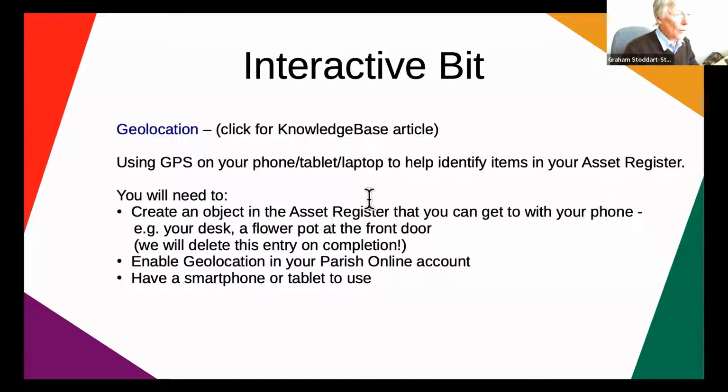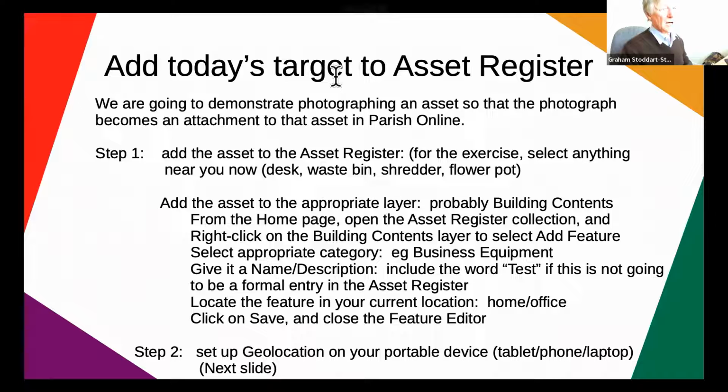Anyway, so before you can take a photograph of something, it needs to exist in the asset register. So what I'm going to do now is invite you to create an entry in your asset register that will be the item that you're going to go and photograph. So for today's exercise, it should be something pretty close to you. I don't want you to go racing off down the street to catch the nearest lamp standard. Find something in your office, a waste paper bin, a flower pot, your desk, create it as an object in the asset register, and then we'll use it to do the geolocation exercise. So first exercise is to add the target to the register.